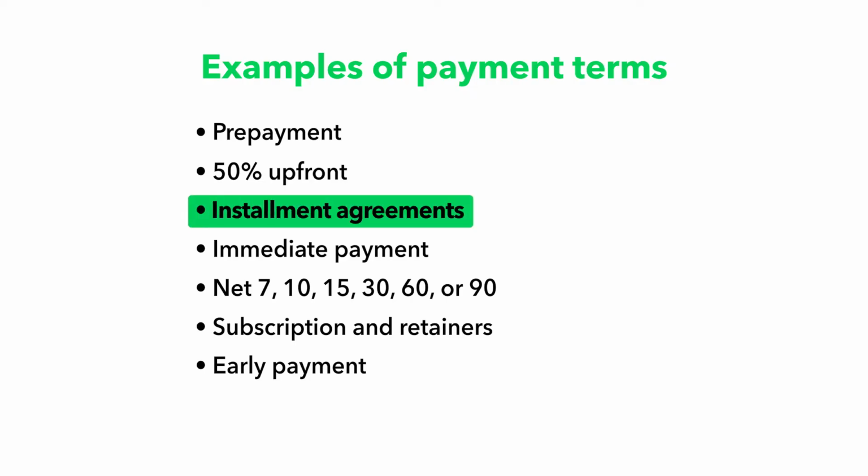Installment agreements. So this is when the total cost is broken up into smaller installments. And this can be done in time, so maybe every 3 months you get another installment from your client, or it can be done when you complete certain parts of the project.